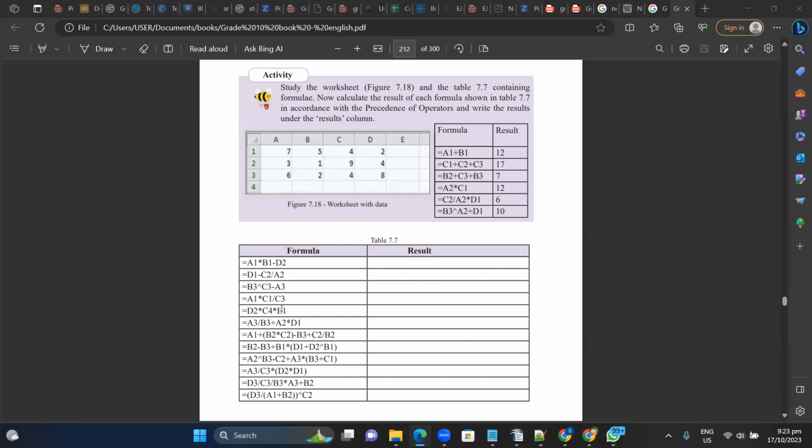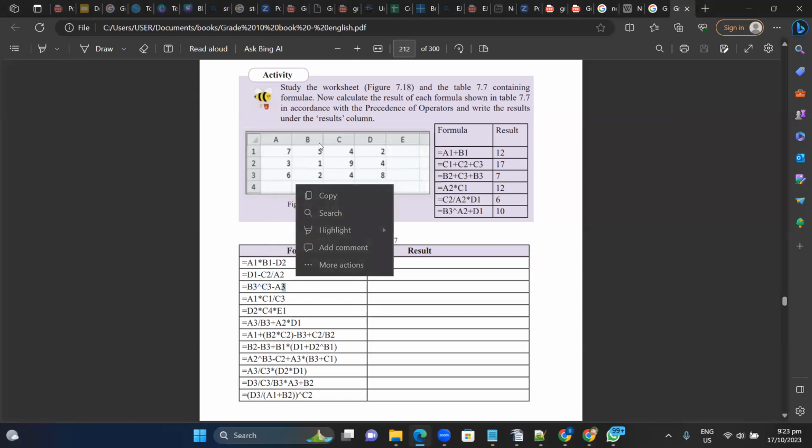It is 10, right? It is 10 because B3 is here 2, C3 is here. 2 to the power 4 is 16. This is power, right? Cap means power. 2 to the power 4 is 16 minus A3. A3 is this 6. It's 10.